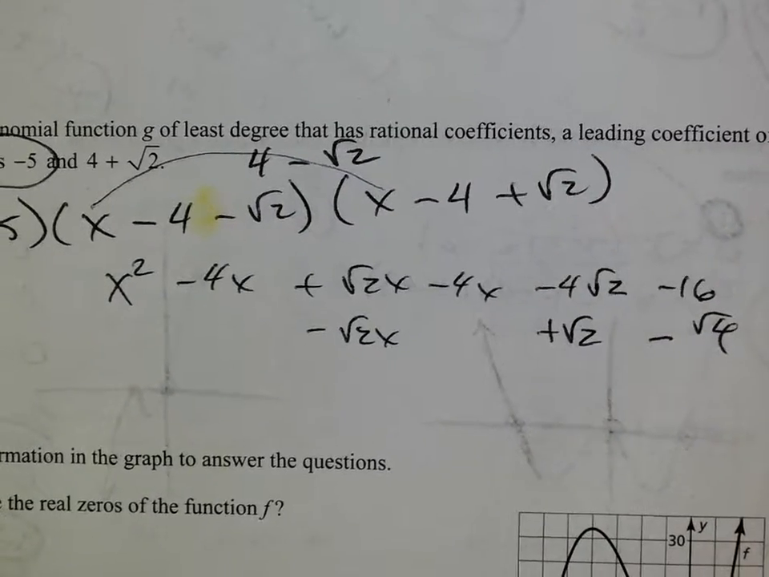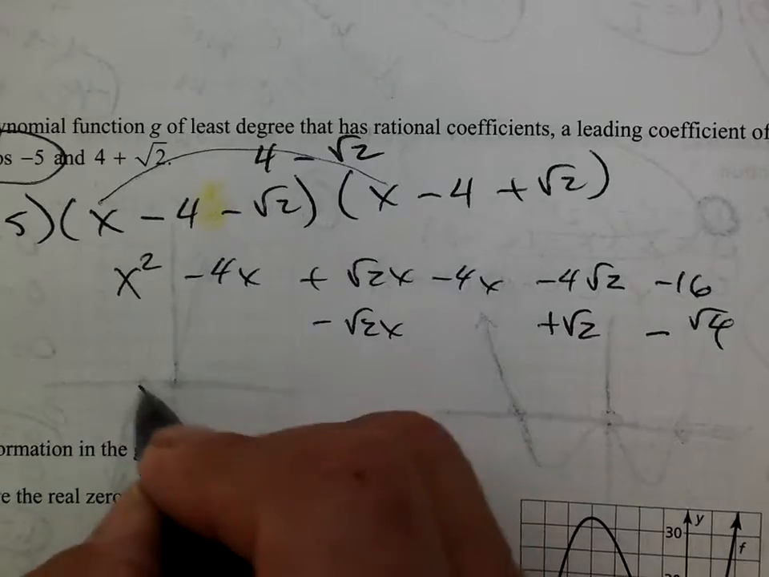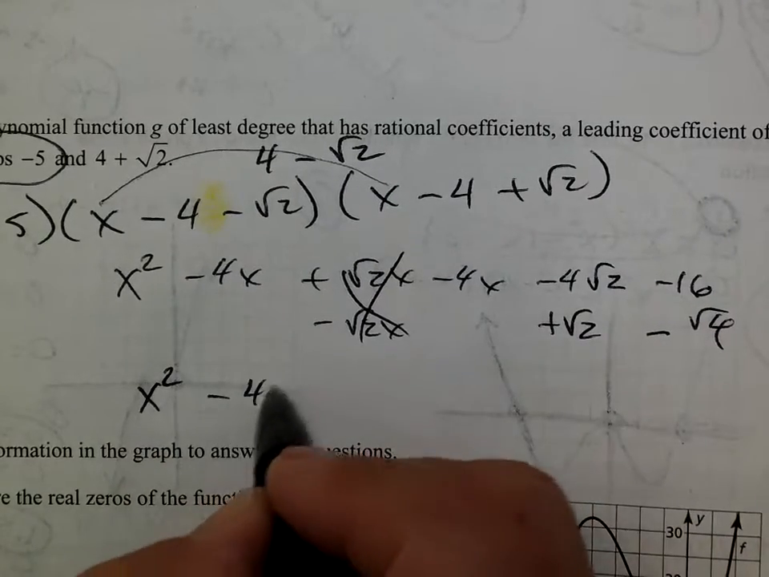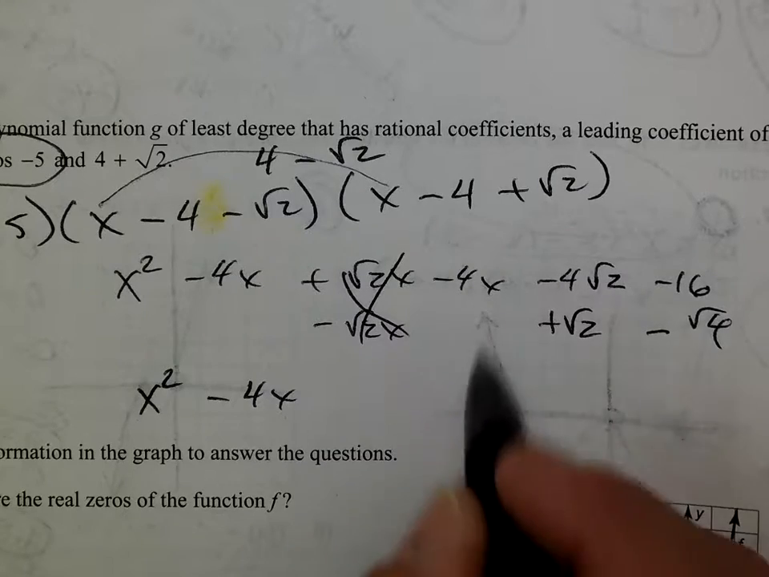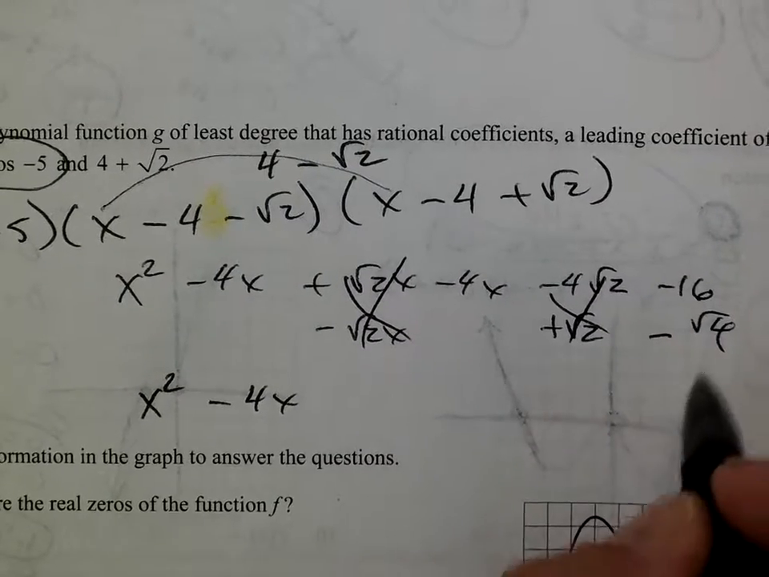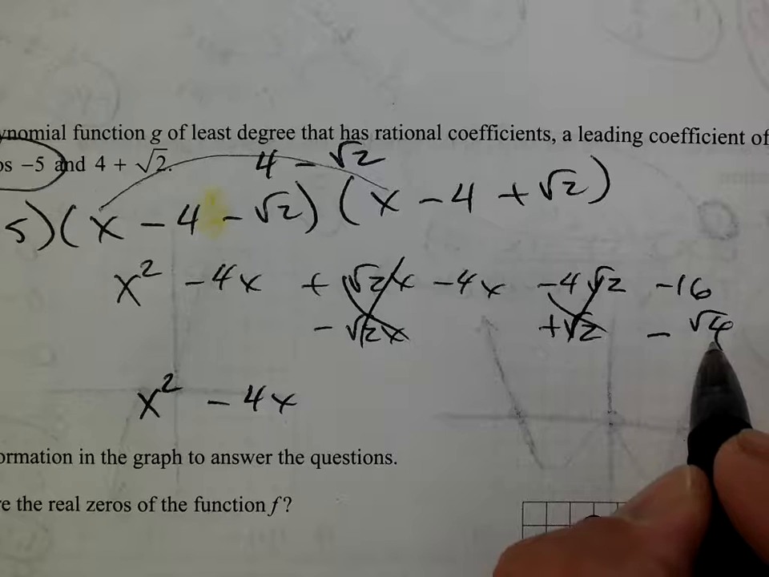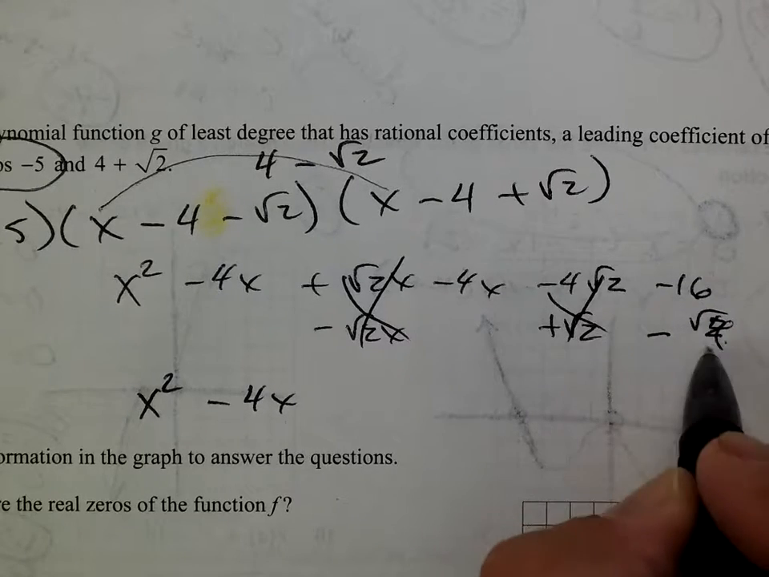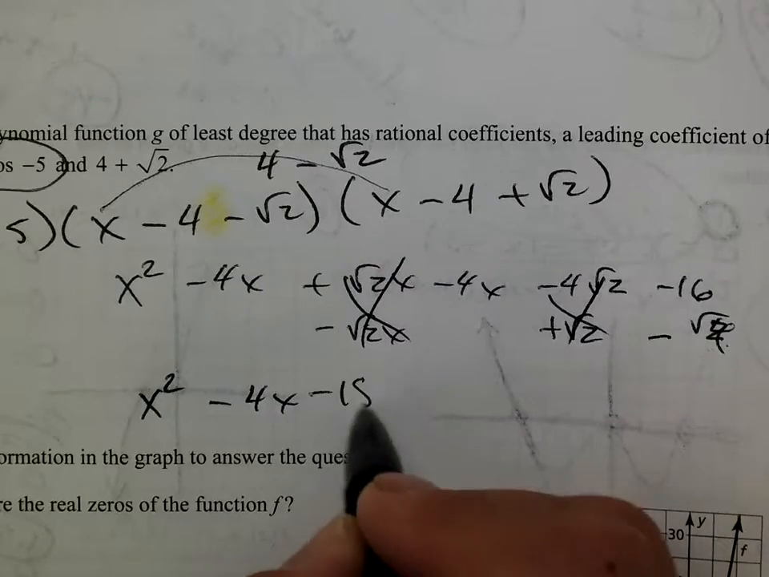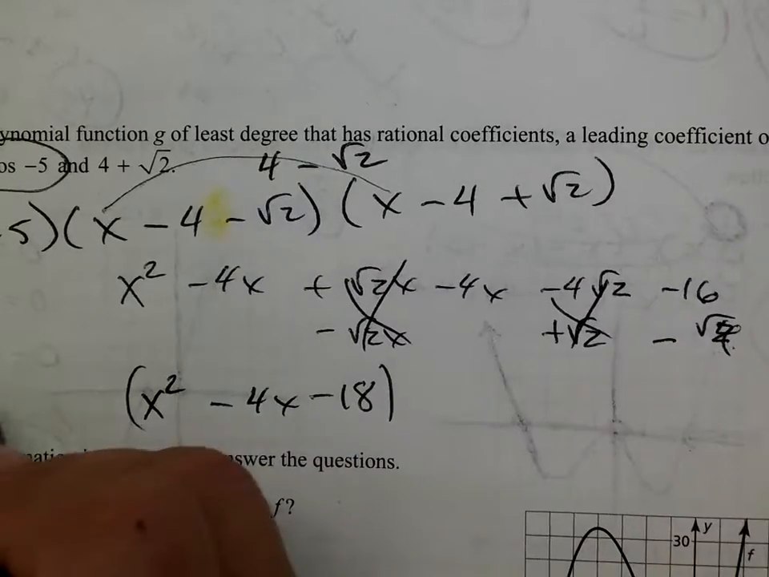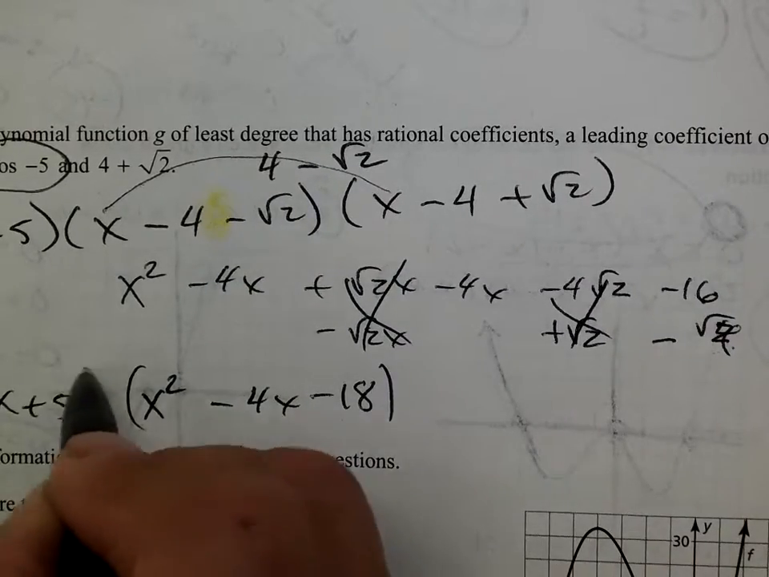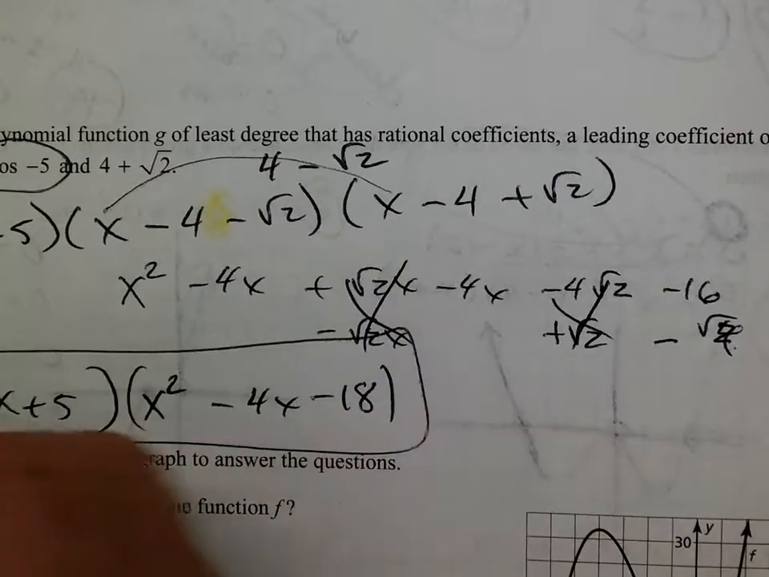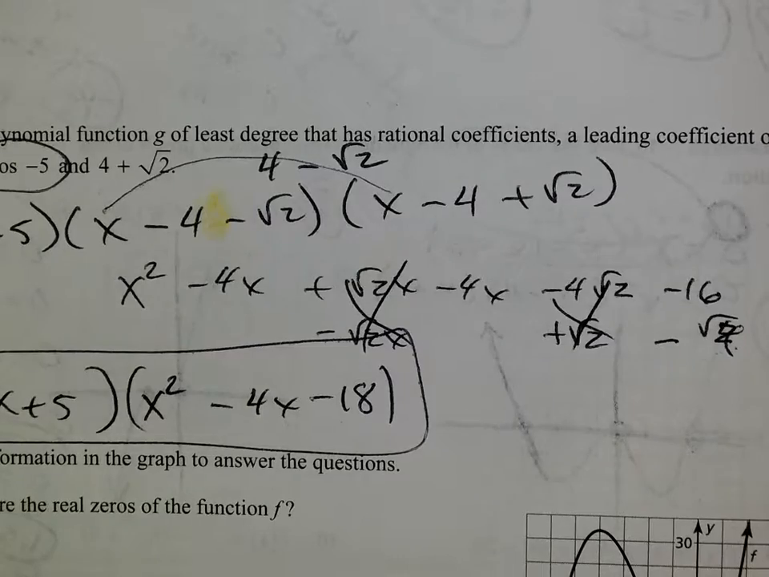Wow, that's kind of a mess. Let's see what we've got. So I'd have an x squared, cancel, minus 4x, cancel. Oh, the square root of 4 is 2, isn't it? Square root of 4 is 2, isn't that 2? Yeah. So negative 16, negative 2 makes it negative 18. Here's my polynomial. Great extra credit problem, isn't it? Isn't that a great extra credit problem?